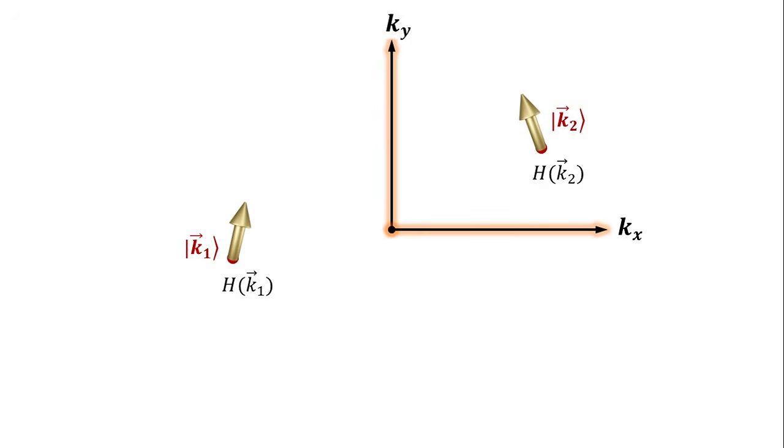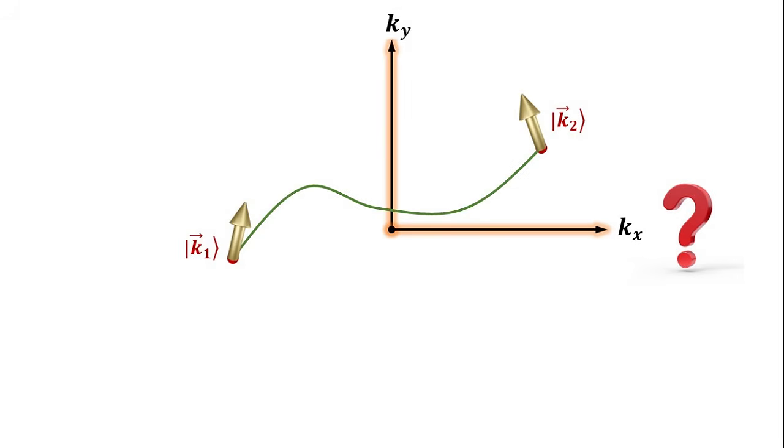However, there's a subtlety. In quantum mechanics, eigenstates are only defined up to a global phase. In other words, multiplying by an overall phase factor doesn't affect any physical measurements. So one can then ask the following question. What happens if we smoothly move or transport the eigenstate at k1 to k2 along some path in k-space?